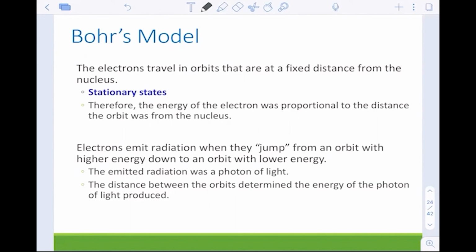As we see the electrons absorb energy, they can jump up to higher orbitals. When electrons emit radiation, they should be jumping down from high energy to low energy. That emission spectra should be making the electron relax back down to a lower energy state. The distance between the orbitals was determined by the energy of the photon.